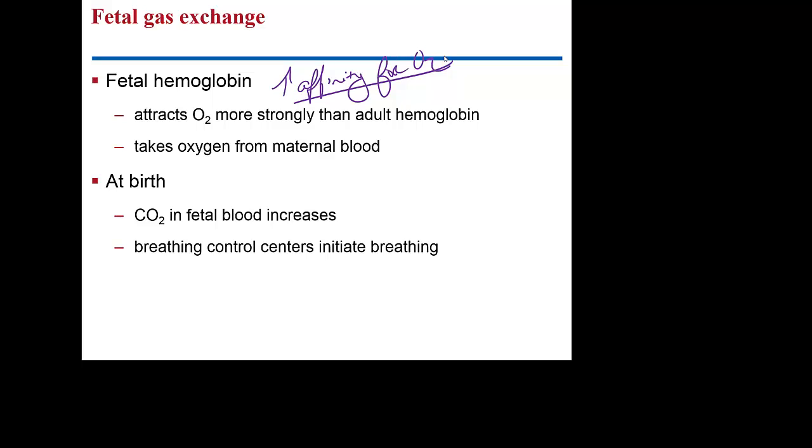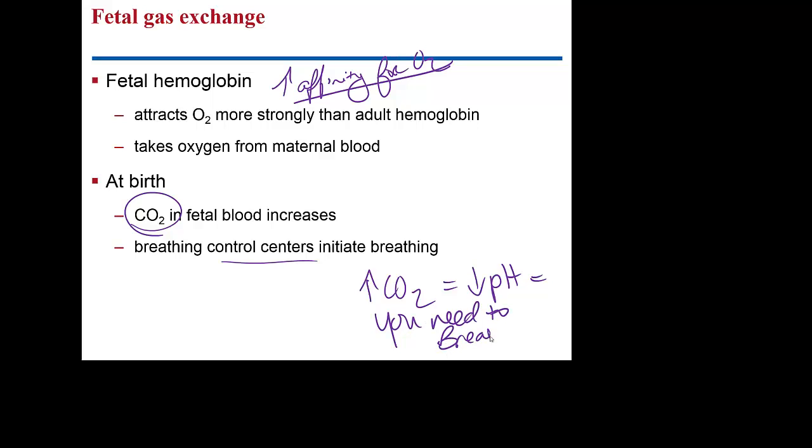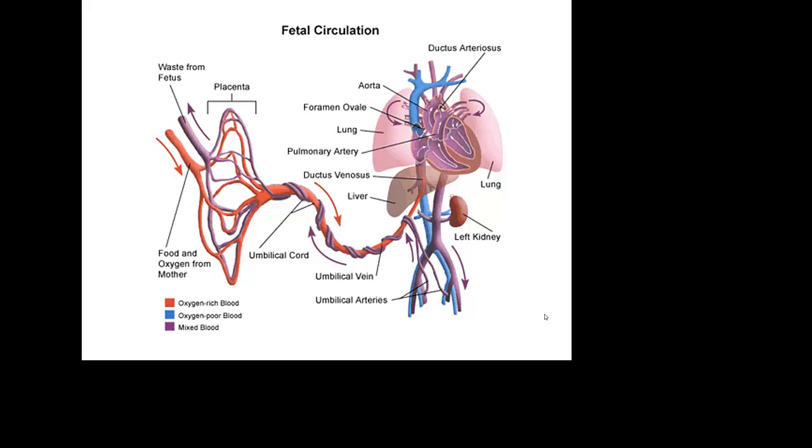At birth, the carbon dioxide in the fetal blood goes sky high. It's the first time the lungs are inflating with air. We've got to get them going. So the brain says, hey, we've got high CO2, which means low pH, which means you need to breathe. Now, to get those pH levels back in balance, get the carbon dioxide down.